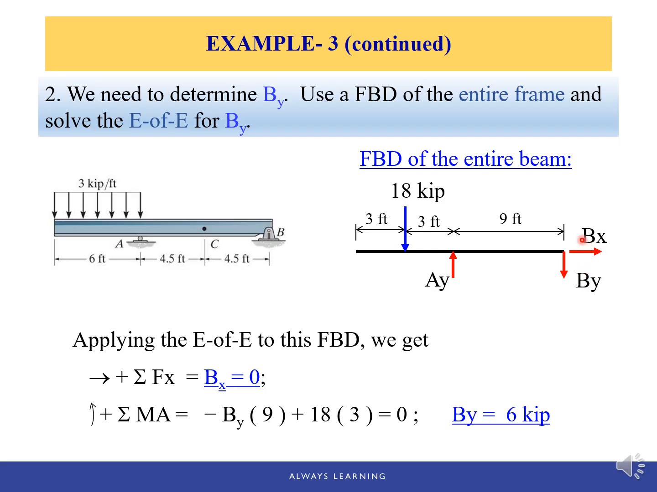So BX is 0 because that's the only X direction force, and from this equilibrium equation, it must be 0. And BY can be calculated using the moment about A. Again, we don't need the support reaction at point A, we only need point B. So if we use moment about point A, we can solve BY, which is 6 kip, kilopound force.